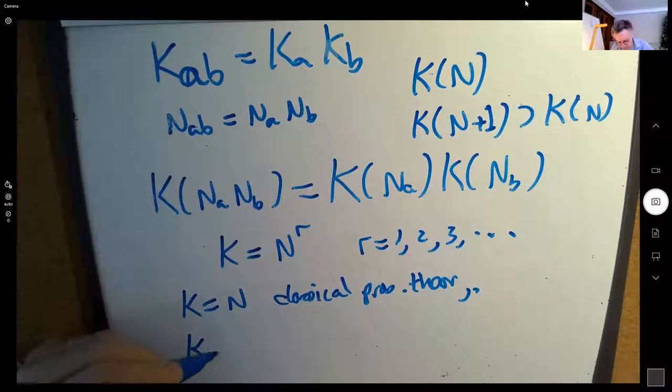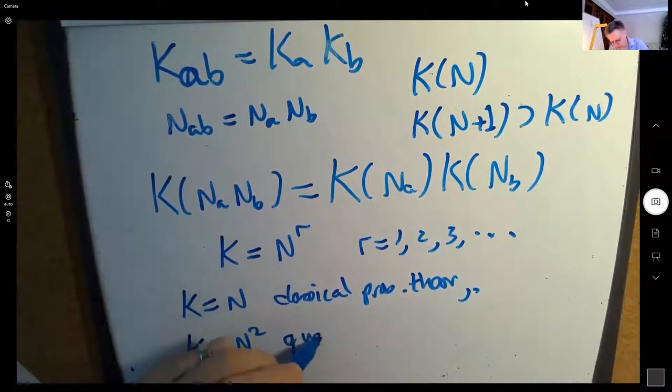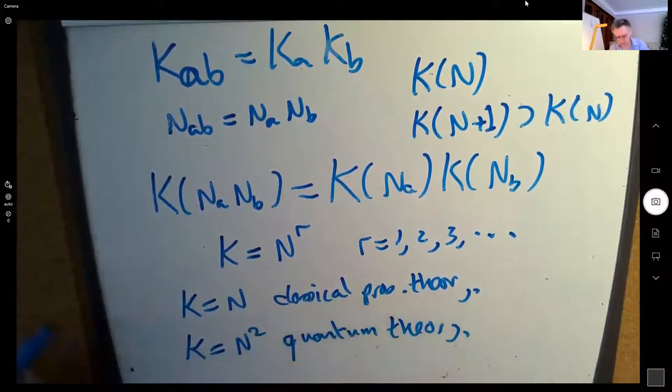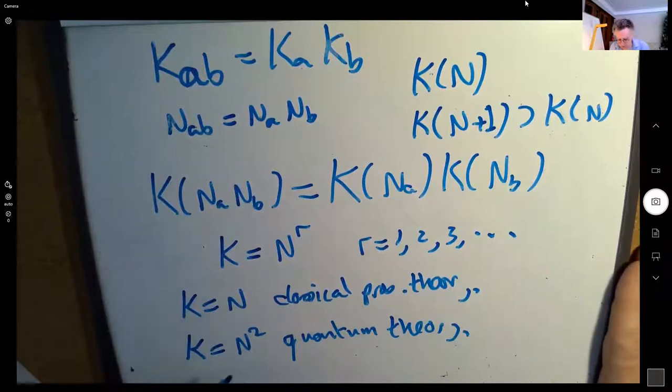The next case is quantum theory. And in quantum theory, the number of properties you require to specify your state is equal to the dimension squared.